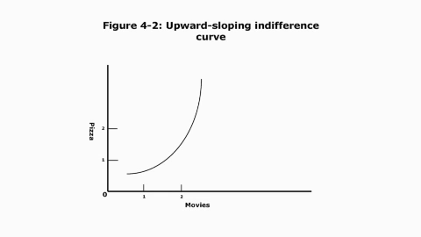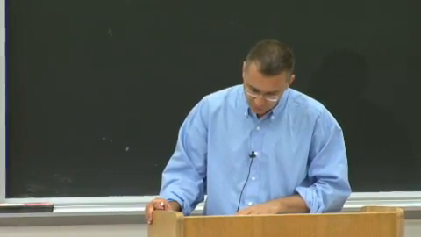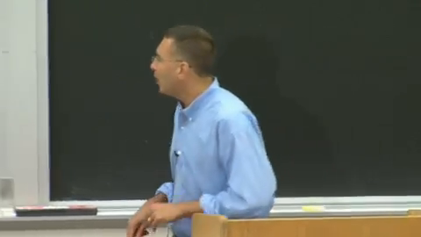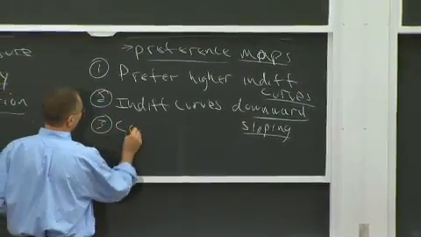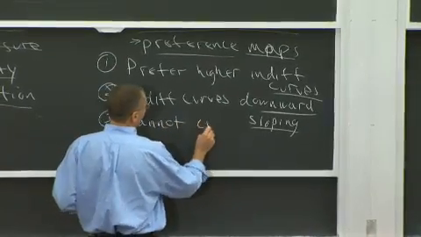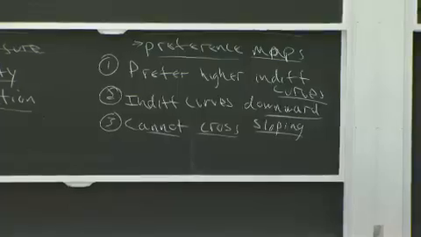So indifference curves can't be upward sloping. They've got to be downward sloping by the non-satiation assumption. That's the second property of indifference curves. The third property of indifference curves is indifference curves cannot cross.